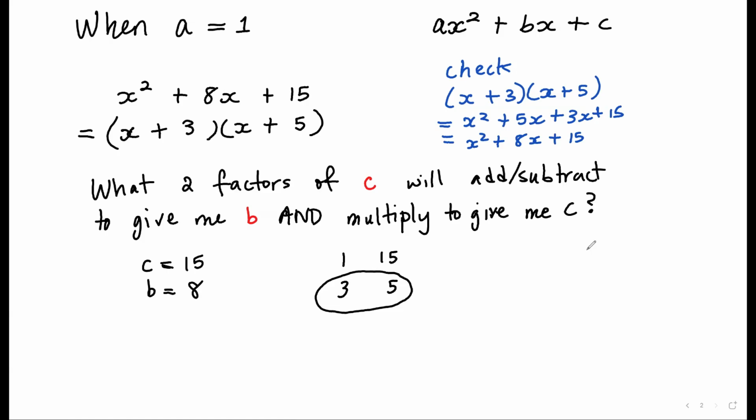So let's do another one. Let's say I had x squared plus 3x plus 2. Well, this one is simple because 2 is a prime number. So this will end up being x plus 2 by x plus 1, since 2 times 1 is 2 and 2 plus 1 is 3.